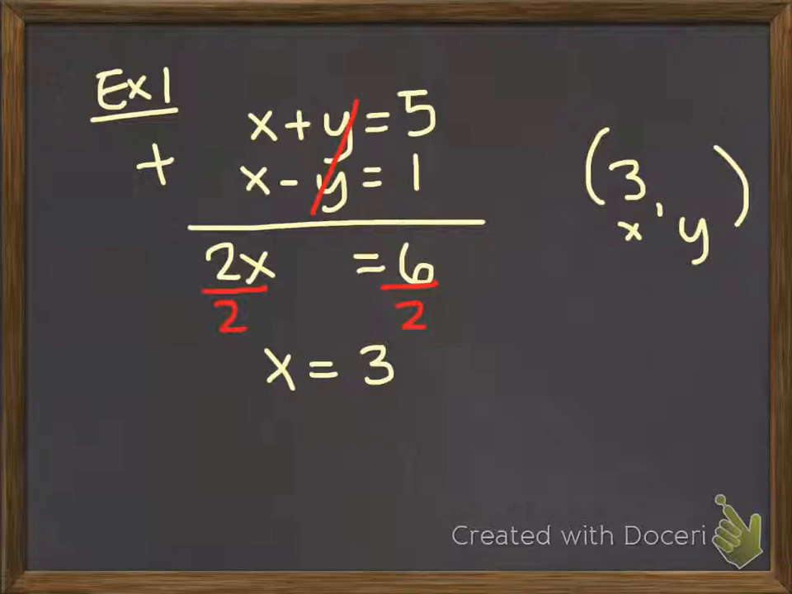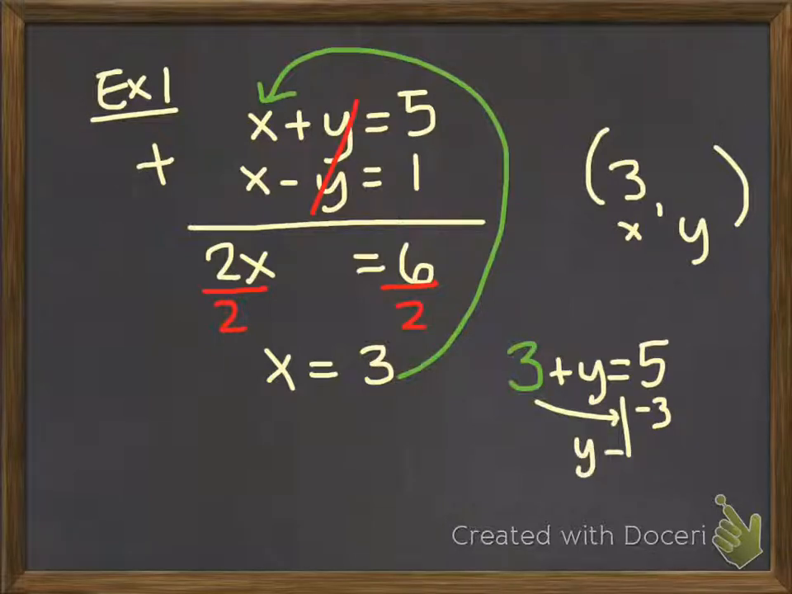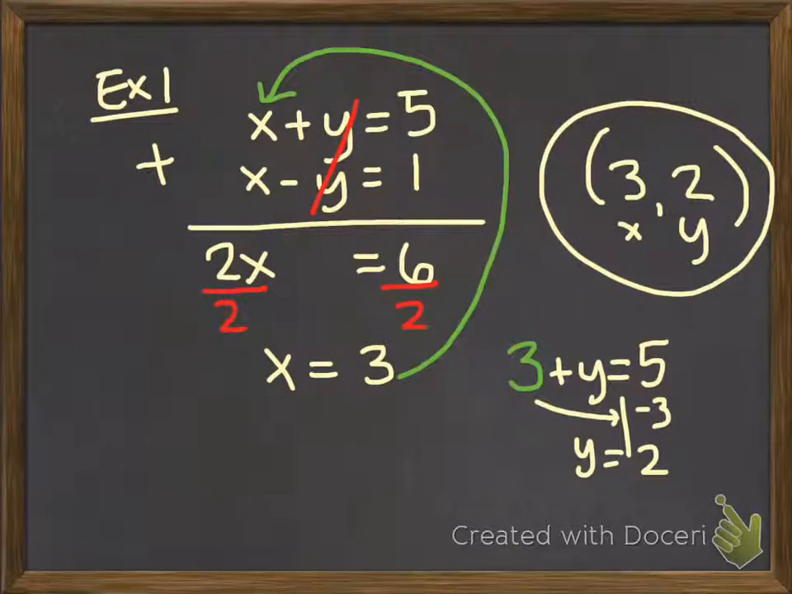So you're going to plug it in either to the top or the bottom. It doesn't really matter where you plug it in. For now I'm going to do the x plus y equals 5 because that seems a little bit easier, but it really doesn't matter. You'll come out with the same answer. So I'm going to put 3 in place of the x. So 3 plus y equals 5, and then we're going to subtract 3, and y equals 2. So the y coordinate is 2. So the point of intersection for these two lines is at (3, 2).